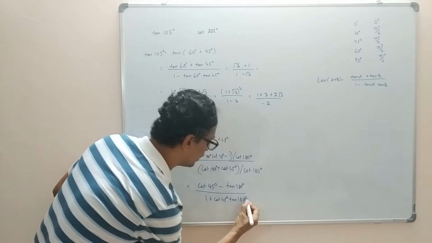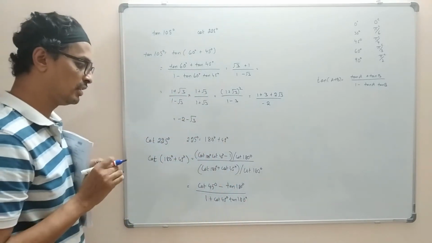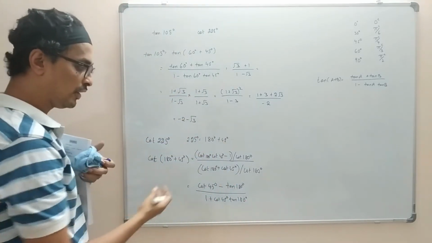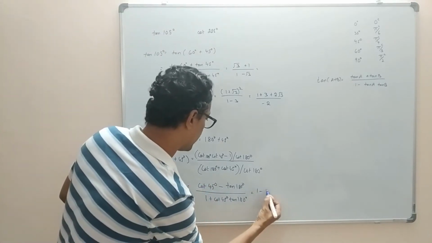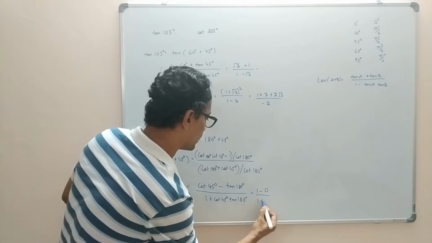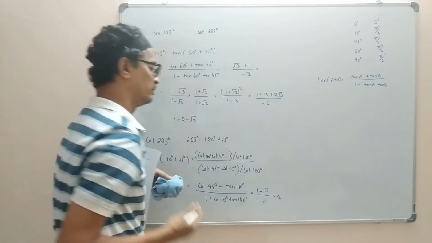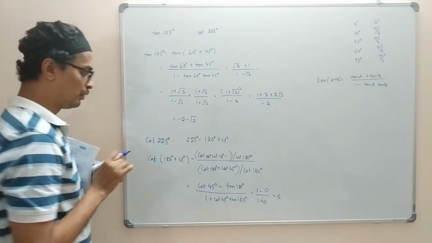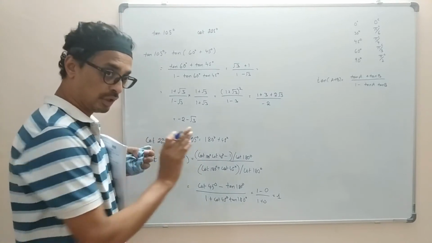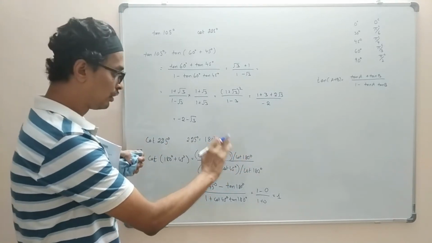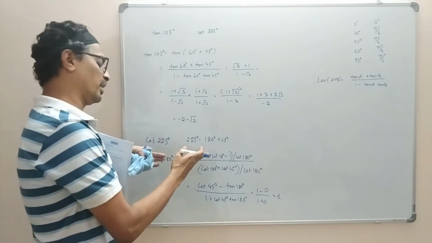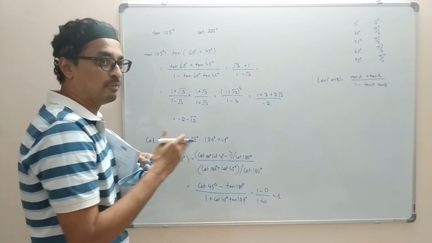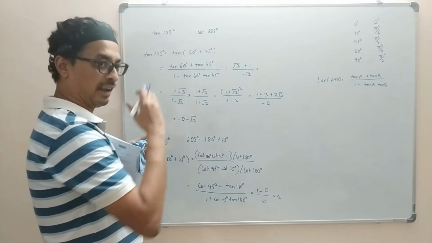180 degree. Now tan 180 is what? 0. Cot 45 is 1. So this will become 1 minus 0 divided by 1 plus 0, equal to 1. Okay? Whenever you are getting infinity, you shouldn't leave it as infinity. You have to do some mathematical jugglery and remove the infinity. Because whenever cot becomes infinity, then tan will become 0. So express it in tan.